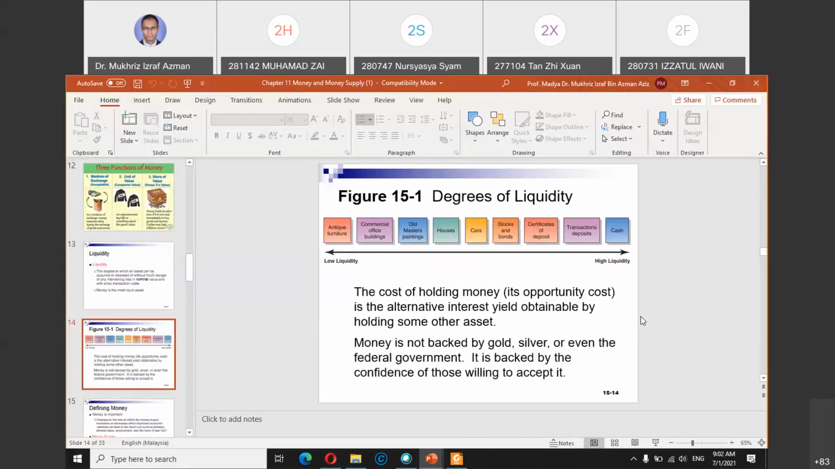So on the degree of liquidity, cash is the most liquid. The less liquid or illiquid will be something like antique furniture or a commercial building, because these take time to find buyers. So this is just a simple graphical depiction of the degree of liquidity.